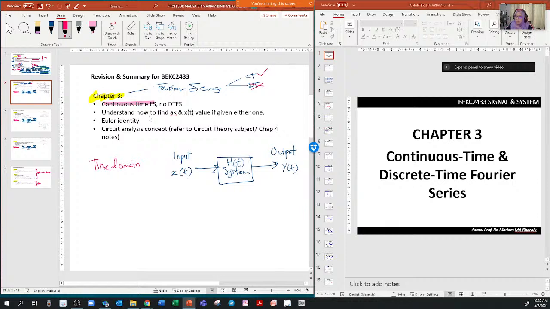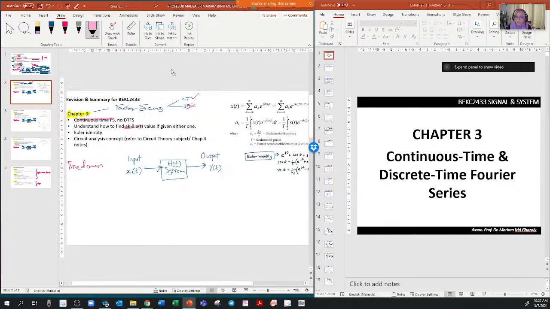And then what you need to focus on in chapter 3 is to understand how to find the AK value and the XT value. Okay, so what is the AK value and the XT value?